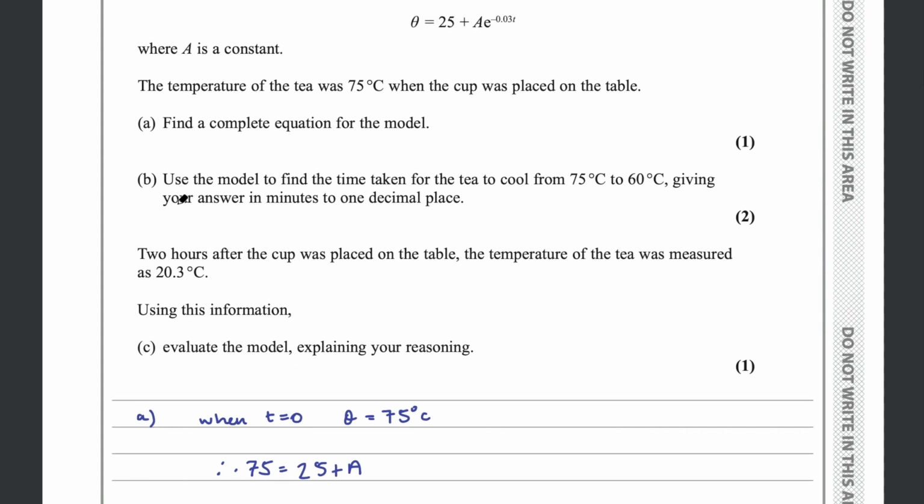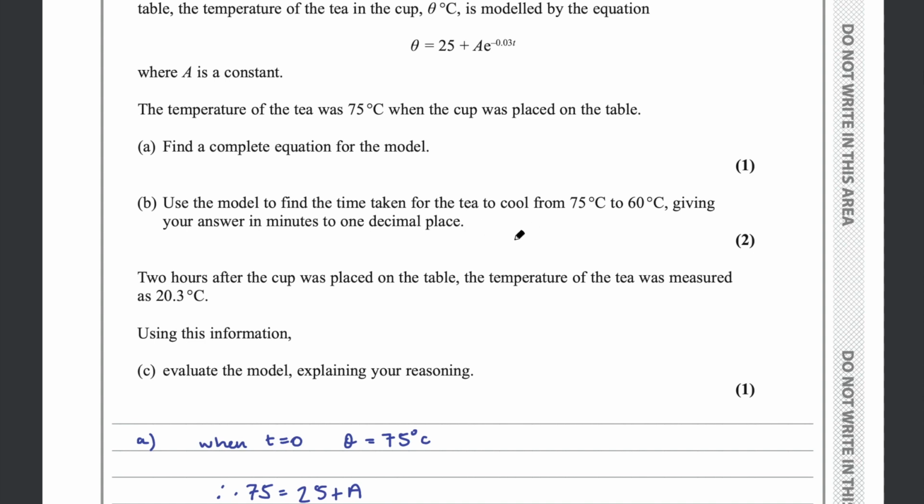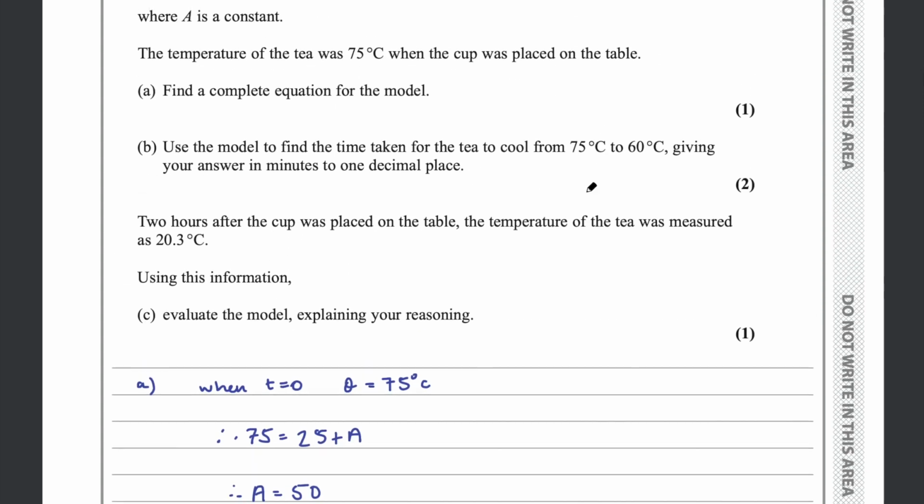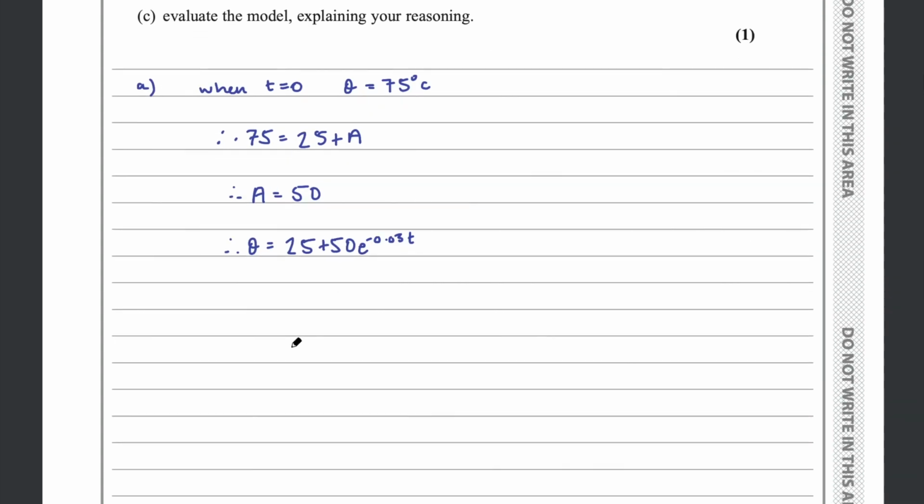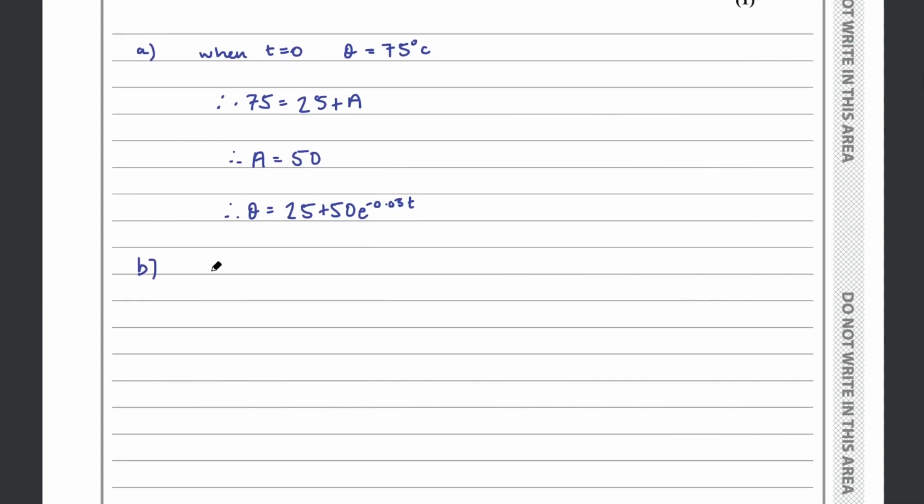Let's go on to B now. B says use the model to find the time taken for the tea to cool from 75 degrees to 60 degrees, giving your answer in minutes to one decimal place. Okay, so theta is now 60 degrees. So for part B, we're going to start with when theta equals 60 degrees centigrade. 60 will equal 25 plus 50 e to the power of negative 0.03 t. So I'm just replacing that theta with 60 here, and now I can solve for t.